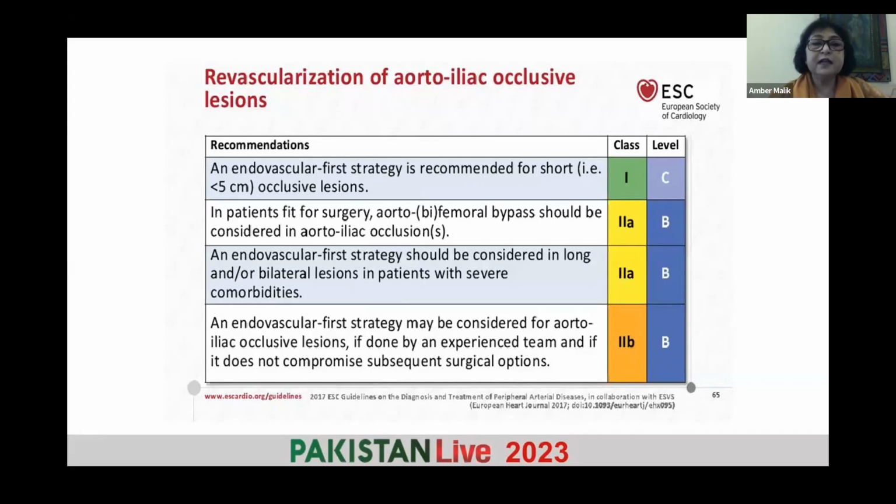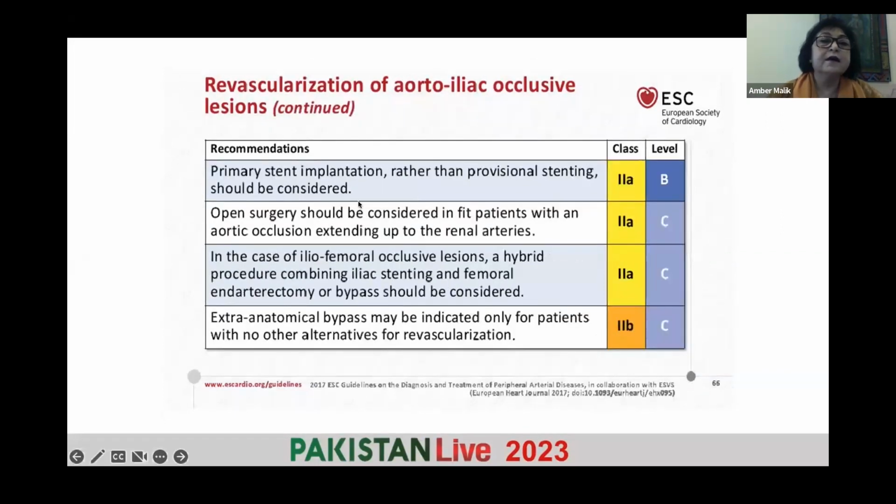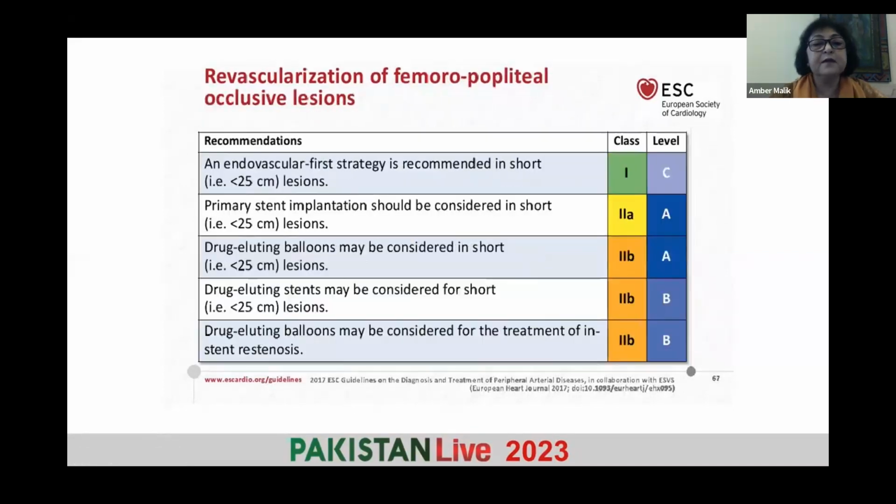So revascularization, these are some of the guidelines suggesting which patient should be done endovascularly. Essentially aorto-iliacs, you do endovascularly for short lesions, and they can be considered for long lesions as well. Those who are fit, you can send them. However, even those who are unfit, you should do them yourself as endovascular. Primary stent implantation for iliacs is the better option, and sometimes you can have hybrid techniques as well, combining them with bypass.